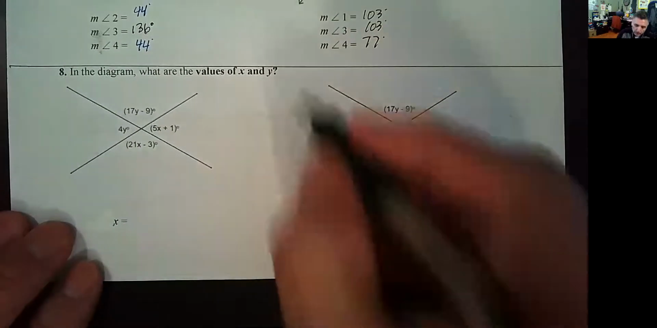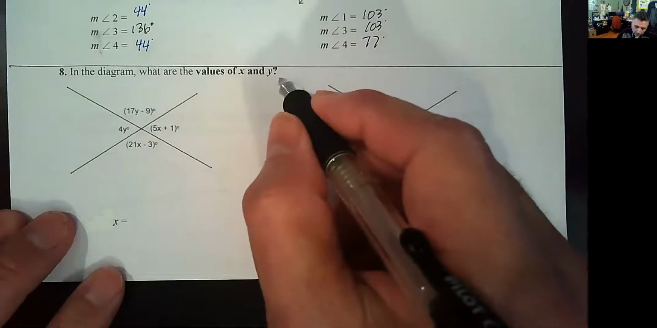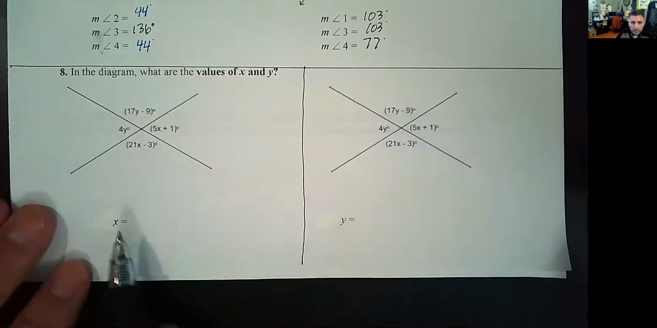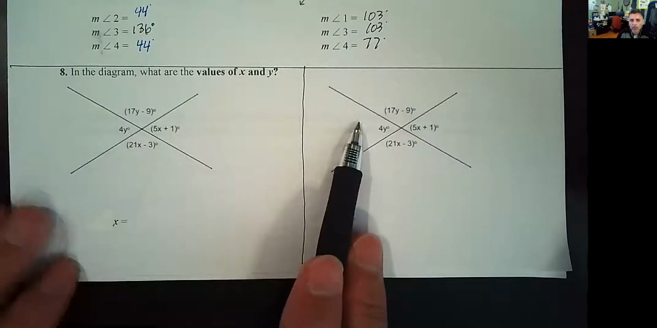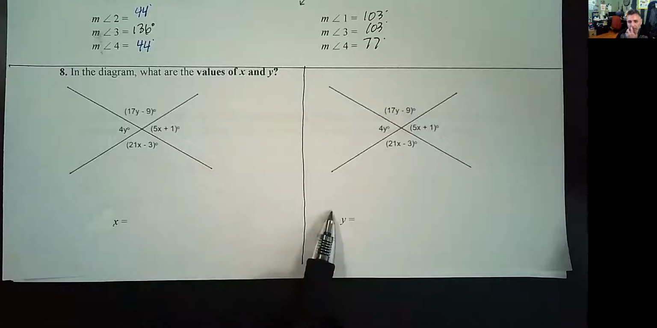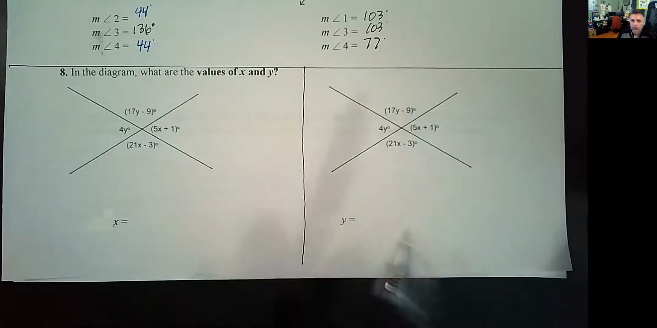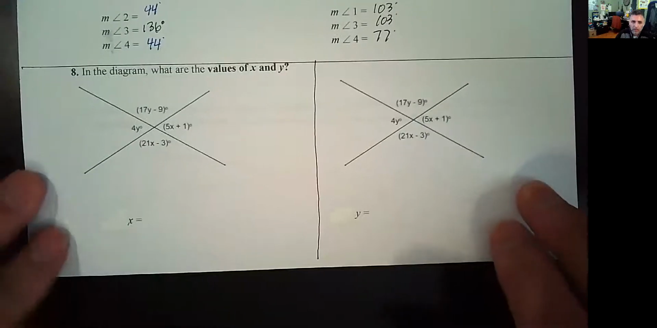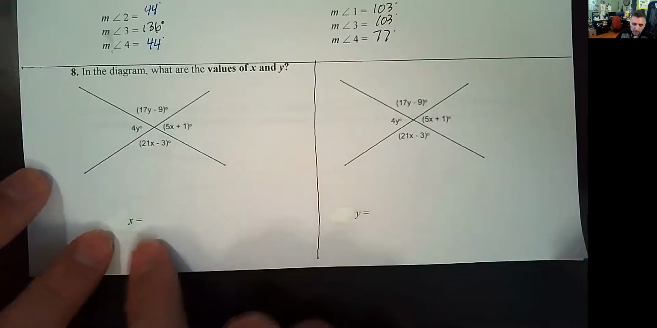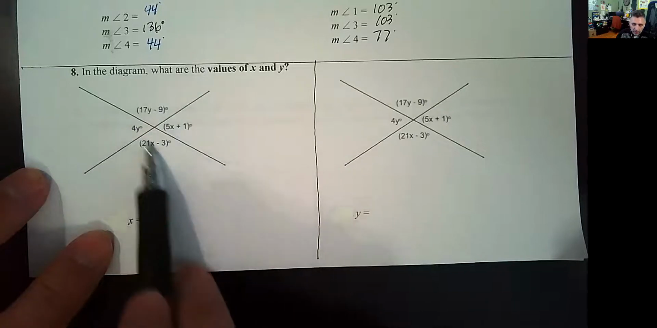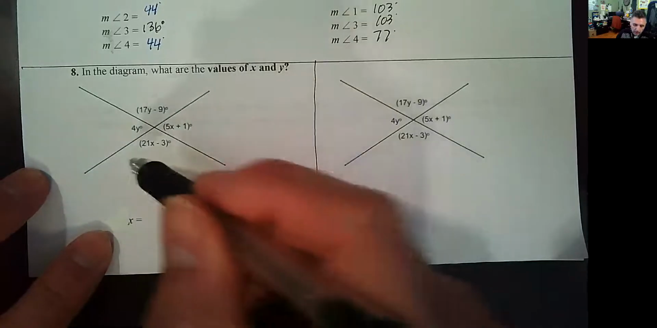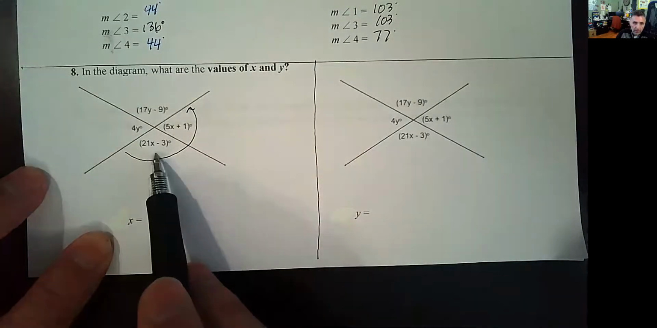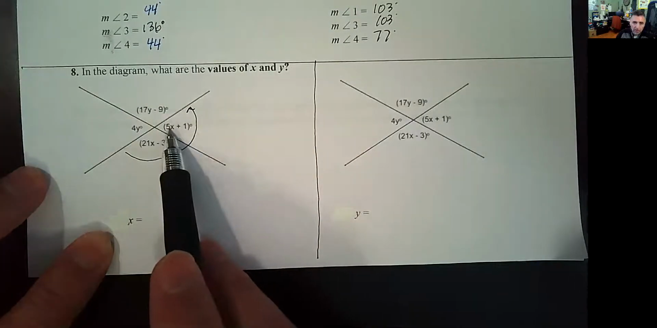So for this one, the diagram is the same. It's just pretty much here, find X or find Y. You're going to be asked one of those two on the test. Let's say you're asked to find X. This is what you need to do. Identify which angles have X in them. It's these two angles, right? X is here and X is there.